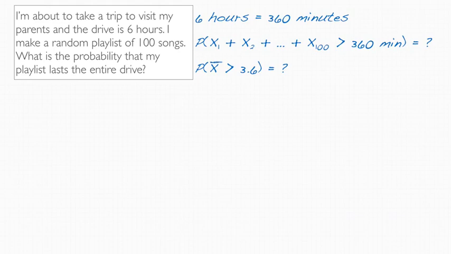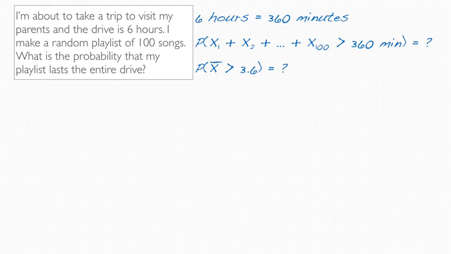So we want the average length to be greater than 3.6 minutes. Remember, this is not the same thing as every single song being more than 3.6 minutes, because that would give me a very, very long playlist. That would tell me that the minimum length of that playlist would be 360 minutes. I just want the total to be greater than 360 minutes to last me the entire drive. Now that we have introduced the x-bar, the sample mean, that should remind us that the central limit theorem might be helpful.